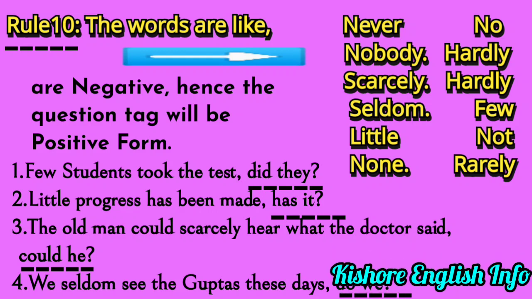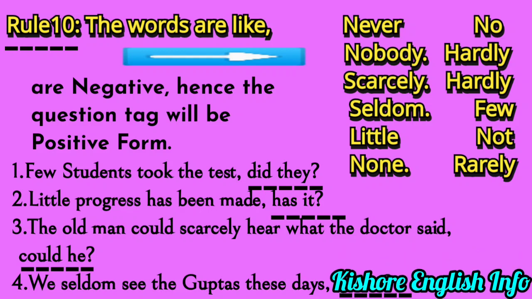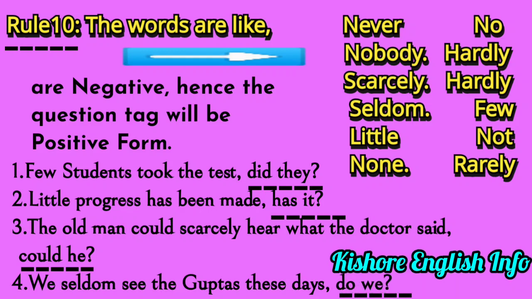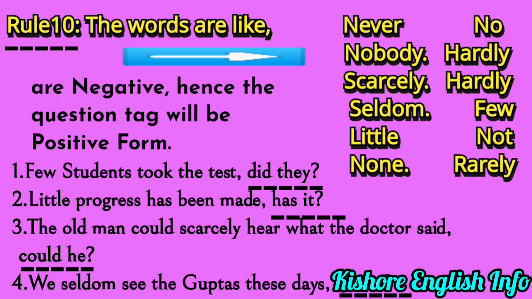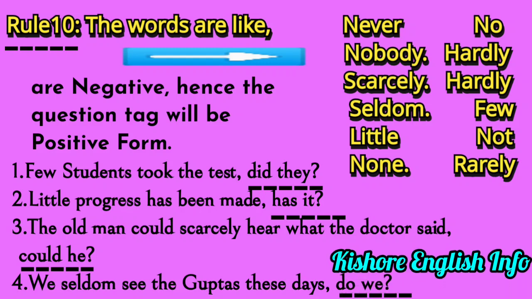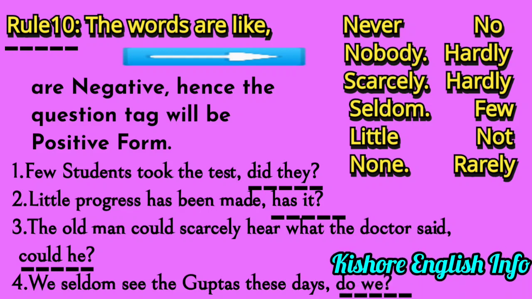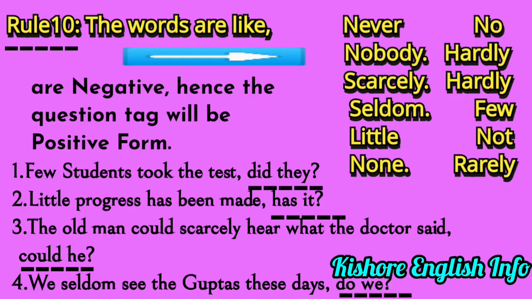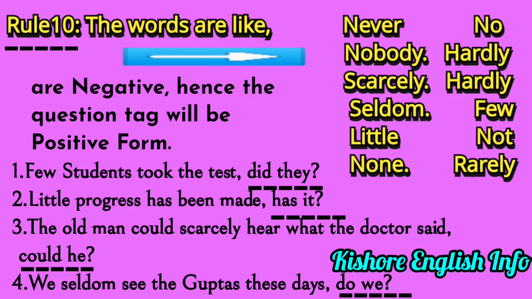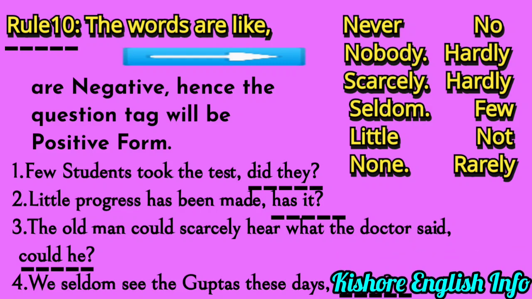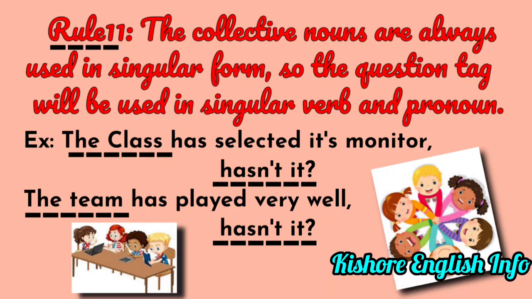I repeat all the sentences again. Few students took the test, did they? Little progress has been made, has it? The old man could scarcely hear what the doctor said, could he? We seldom see Guptas. See is already a do form, so do we? Now coming to the next rule, rule number 11.